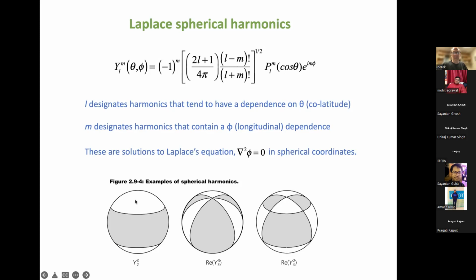So this has 0 for m, so there's no longitudinal dependence, but there is a latitudinal dependence because we have a 2 for the L. This here has a 3 for m and 3 for L, and so we have both a latitudinal and longitudinal dependence. And here we have Y of 2 and 4, which shows you another example.